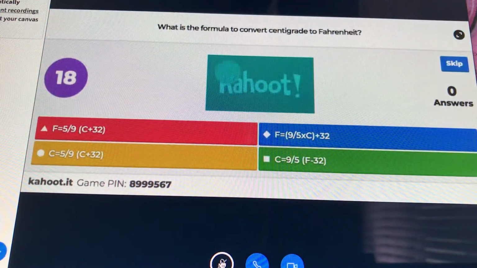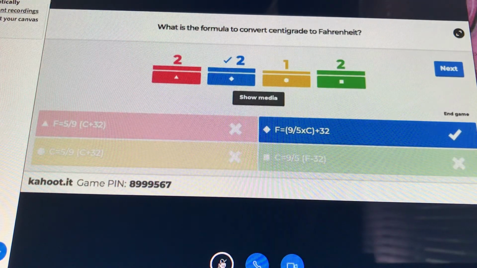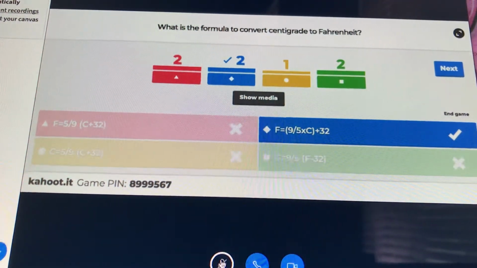What's the formula to convert centigrade or Celsius to Fahrenheit? Good. That would be your 9/5. If you choose not to multiply by a fraction, what does that 9/5 convert to? 1.8, right? So that would be 1.8 times your Celsius plus 32, okay?